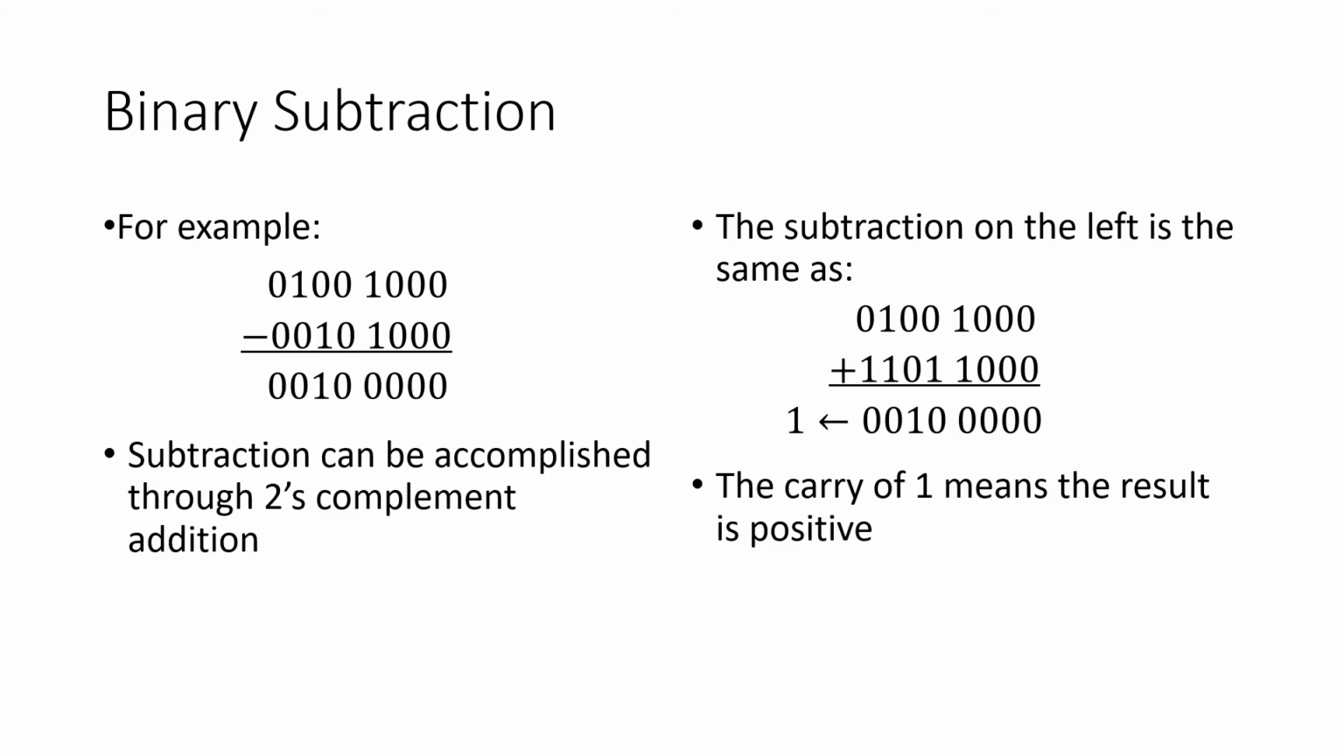Let's look at a binary subtraction operation. For example, let's take 0100 1000, and subtract from it 0010 1000. 0 minus 0 is 0, 0 minus 0 is 0, 0 minus 0 is 0, 1 minus 1 is 0, 0 minus 0 is 0, 0 minus 1, we have to borrow 1 from this column, which makes this column equal 10, and 1 from 10 is 1, 0 from 0 is 0, 0 from 0 is 0.